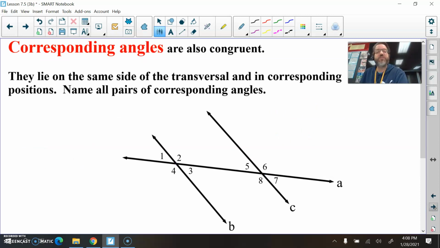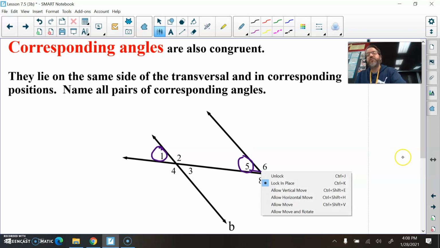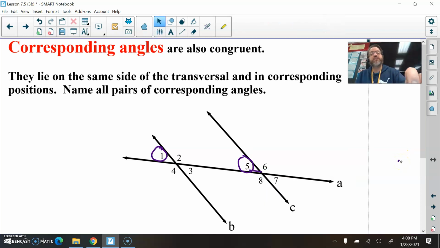All right, the next term that you need to know, this is a new one today, corresponding angles. Corresponding angles are also congruent. So what does it mean? Well, corresponding angles are in different groups of angles here, but they're in the same position. Like angle 1 here and angle 5. Do you see how both of those angles are sitting in the same position? They're both in the top left corner of their groupings of angles. That's known as being corresponding angles. They're in corresponding positions, okay?